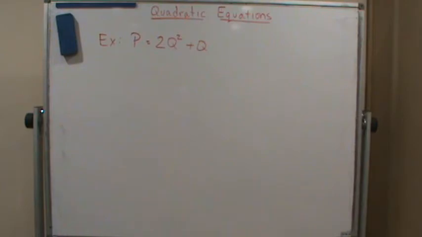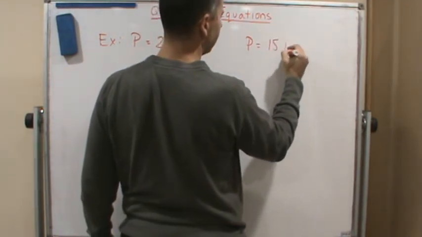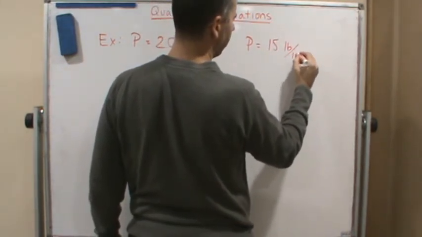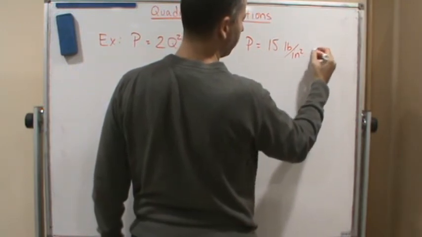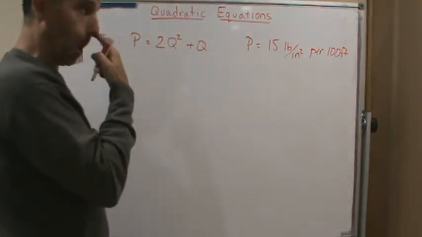And for every 100 feet of hose, the pressure loss is represented by this equation that I have written on the board, where Q is the flow rate in 100 gallons per minute. Find Q for P equal to 15 pounds per square inch per 100 feet. Okay, so P is equal to 15 pounds per square inch per 100 feet of hose. Okay?